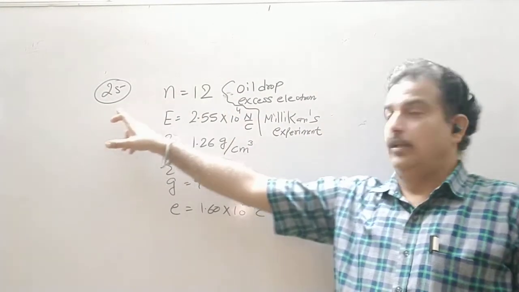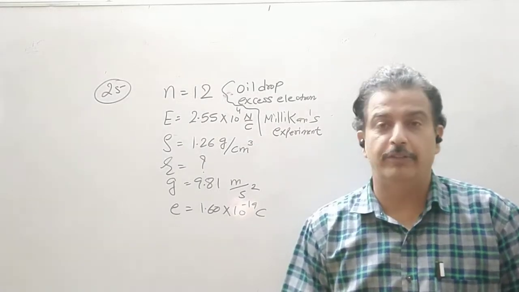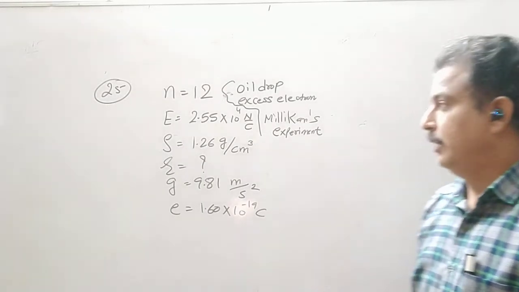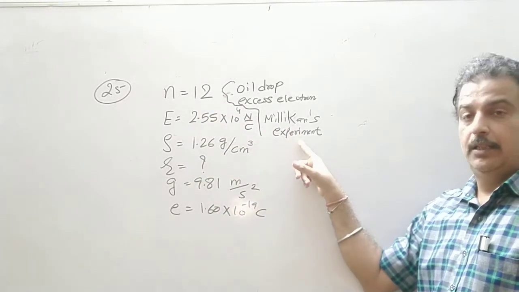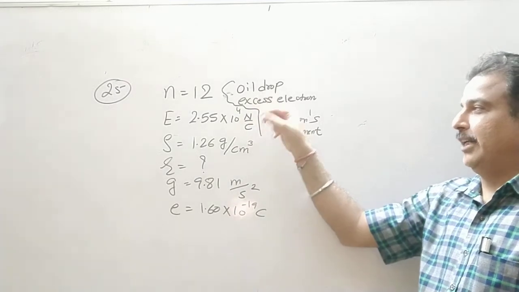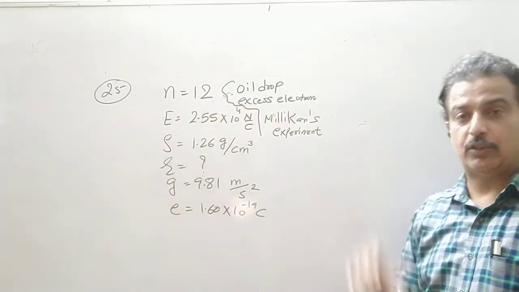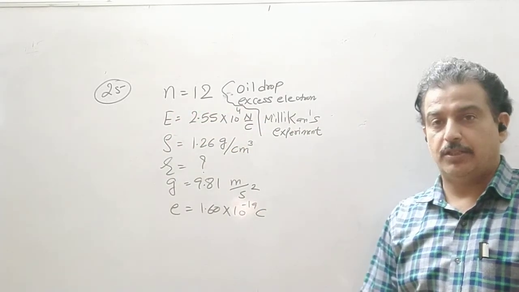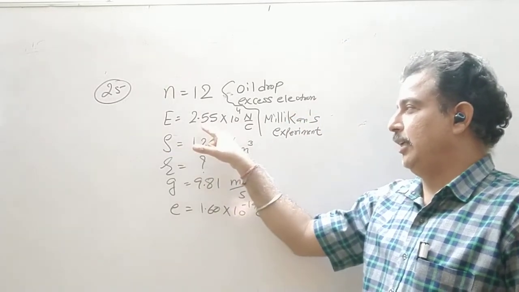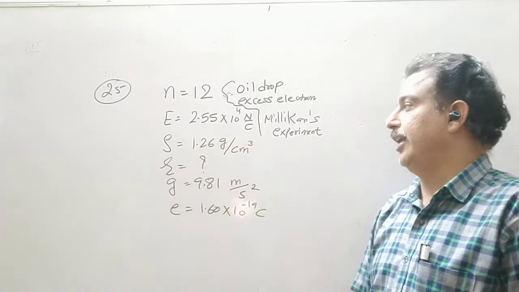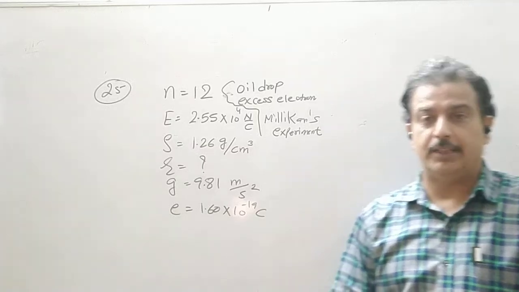Now let us move to exercise question number 25. Questions 17 to 24 we will do after completing Gauss law. Now what is this experiment? In a Millikan experiment, an oil drop has 12 excess electrons. It means the oil drop is negatively charged, and it is held stationary in an electric field whose magnitude is 2.55 into 10 raised to 4. Then the density of oil is given, the value of g is given, and the charge on the electron is given.